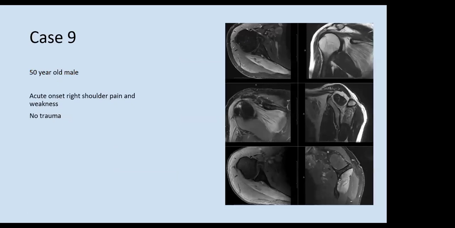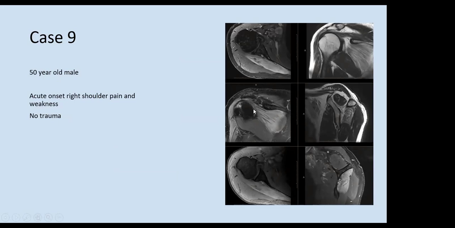Another case is a 50-year-old male patient who presented with acute onset right shoulder pain and weakness with no history of trauma. On MRI scan, we see all these MRI sequences. We have PDFS in 3 planes, the coronal T2, the sagittal T1, and the MEDIC sequence. We see there is edema of the infraspinatus muscle.